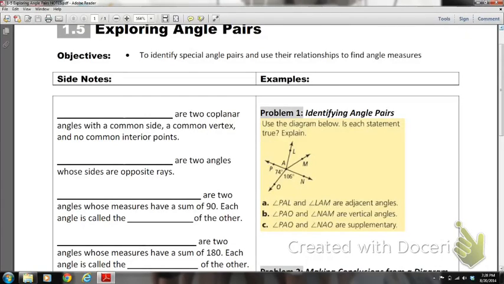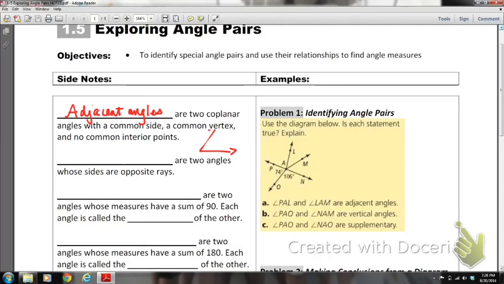In this lesson, we're going to be exploring angle pairs. The objective is to identify special angle pairs and use their relationships to find angle measures. The first angle pair that we have are adjacent angles. Adjacent angles are two coplanar angles with a common side, a common vertex, and no common interior points.